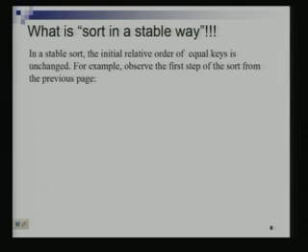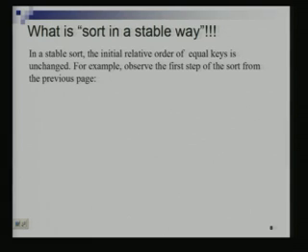A stable sort is one in which if two keys are the same, equal keys, then after sorting their relative order remains unchanged. Suppose I have a collection of numbers: 1, 3, 11, 3, 5. I have two 3s in there, equal keys. Of course, after sorting this array would become 1, 3, 3, 5, 11.